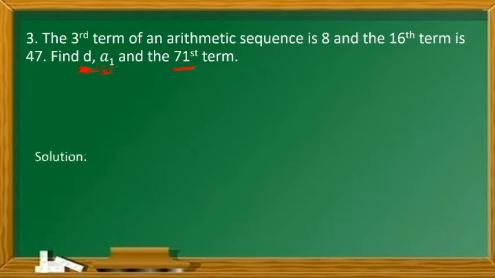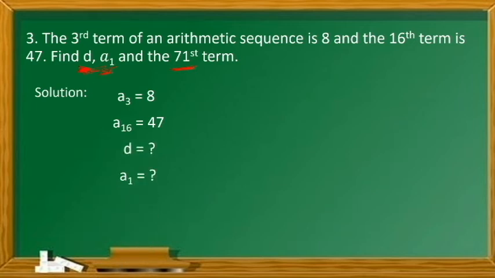So for our solution, we need to write what are given. So first, a sub 3 is equal to 8, or the third term is equal to 8. Then our a sub 16 or the 16th term is 47. Then our common difference is missing. And also our first term is missing. And also the 71st term or a sub 71 is also missing.